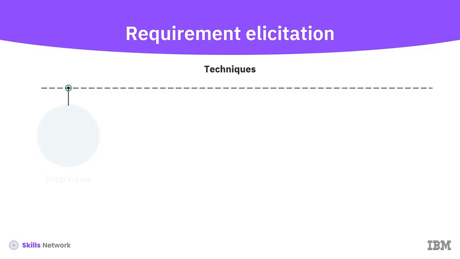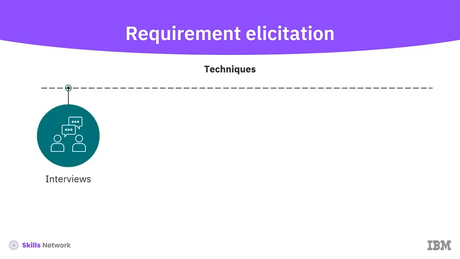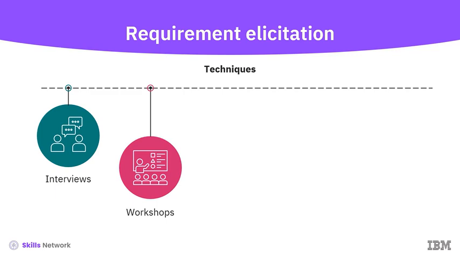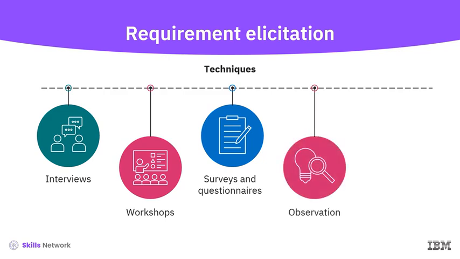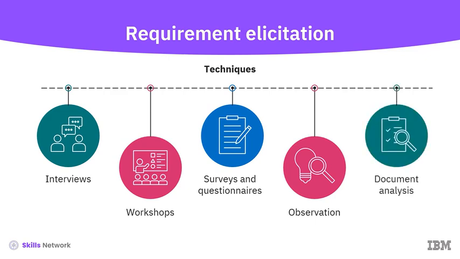You can conduct one-on-one or group interviews with stakeholders to gather detailed information about their needs and expectations. You can organize collaborative sessions where stakeholders can brainstorm and discuss requirements collectively. Structured surveys are useful for gathering quantitative data on stakeholder needs. By watching how end users interact with current systems or processes, you can identify areas of improvement. Reviewing existing documentation, such as process flows, system manuals, or previous project reports, can also provide relevant information.